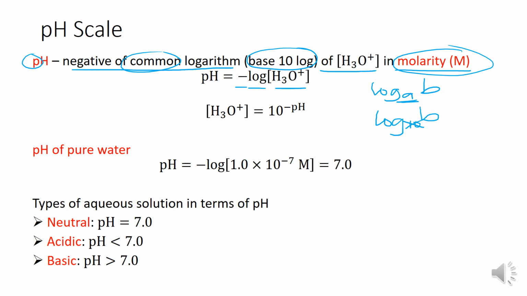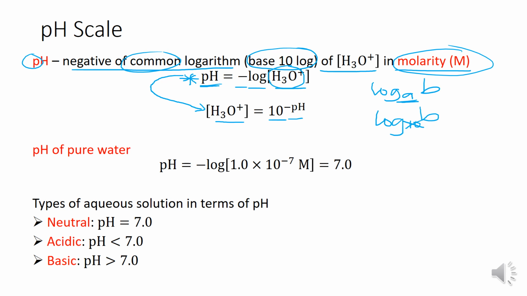Now, if we need to calculate the hydronium ion concentration from a given pH, we have to use the inverse of this expression. So this expression is a logarithmic expression. The inverse of that is an exponential expression, which is this one. So the concentration of hydronium ion is equal to 10 to the exponent negative pH.